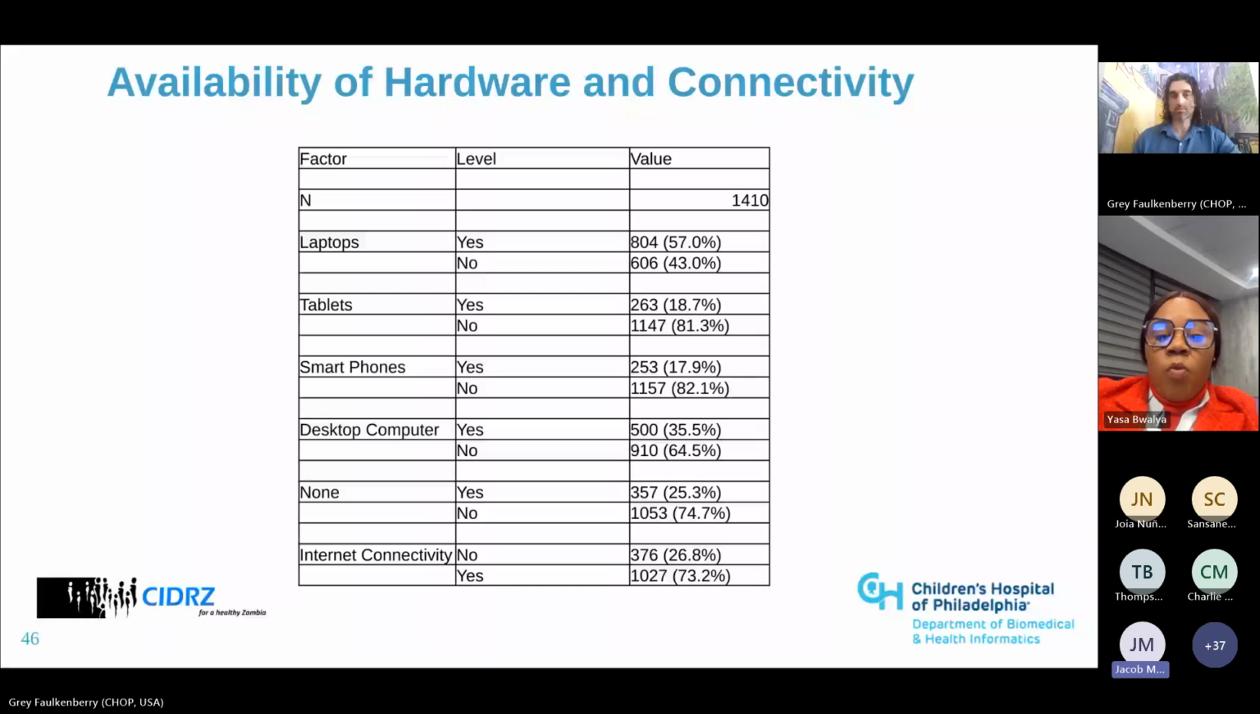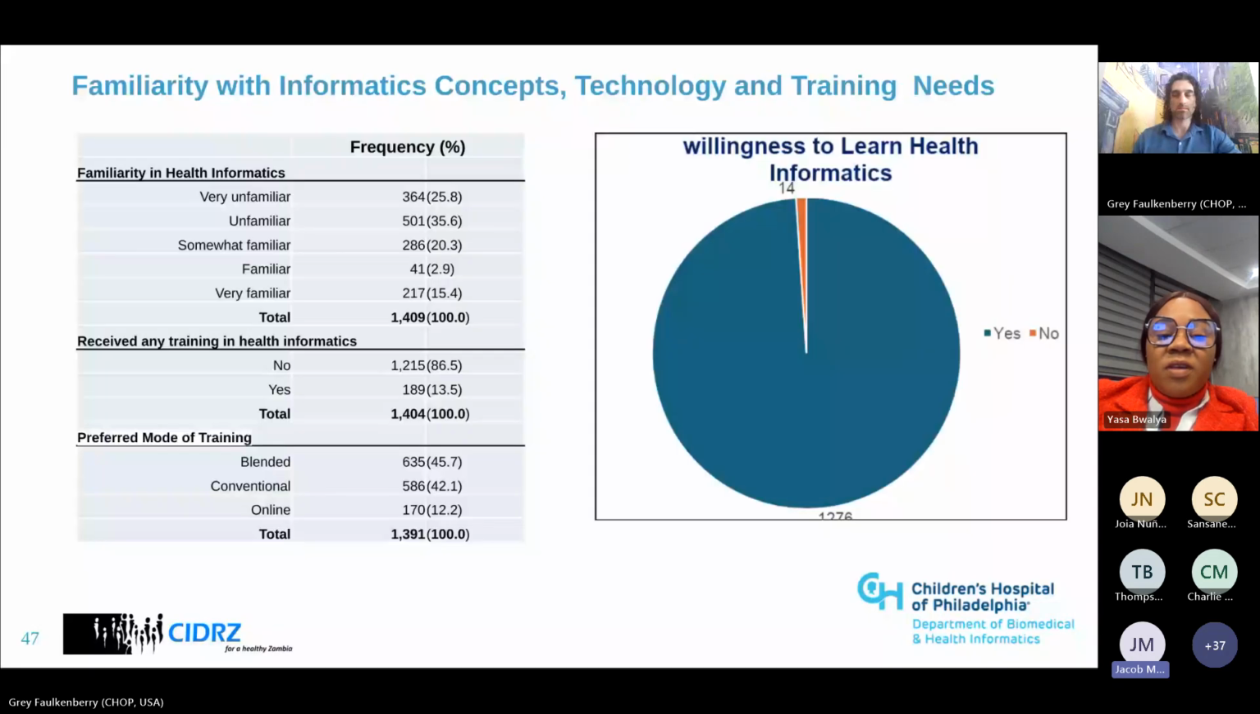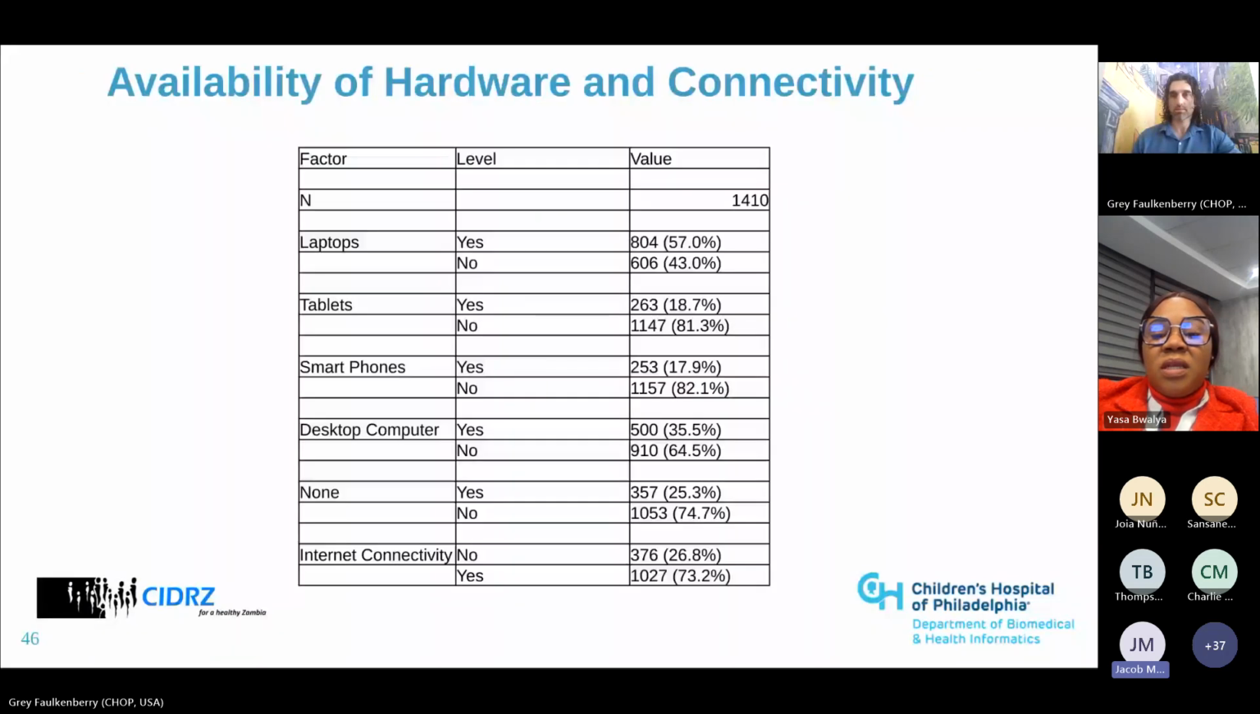During our assessment, we found that laptops are available to 57% of staff in the facilities that were assessed, followed by desktop computers at 36%. Tablets and smartphones are accessible to 19% and 18% respectively, with 25% lacking access to any form of these devices. Internet connectivity is present in 73% of the assessed health facilities, emphasizing a considerable digital inclusion. Yet 27% still lack this essential service of internet connectivity. Next slide.